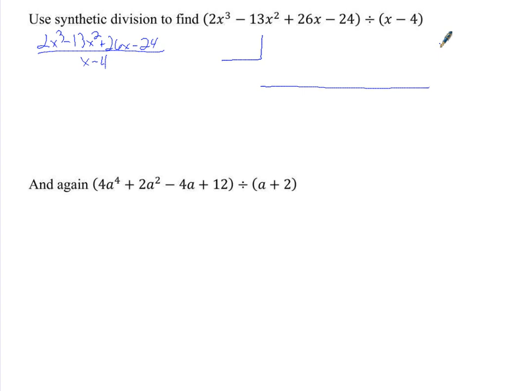We start with x to the third, and we have x squared. We have x. We have the constant. So all of the terms are there. So I'm going to write just the coefficients. That's this guy, this guy, this guy, and this guy, right across the top. 2, negative 13, 26, negative 24.